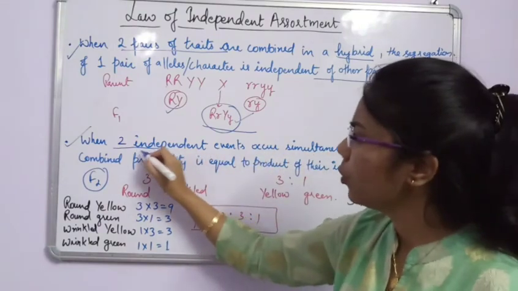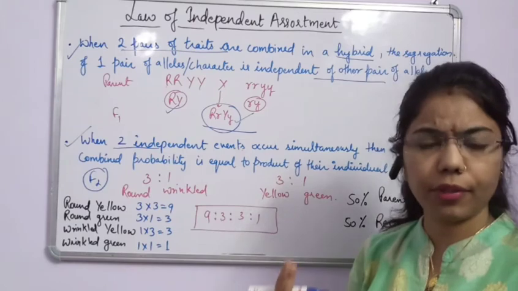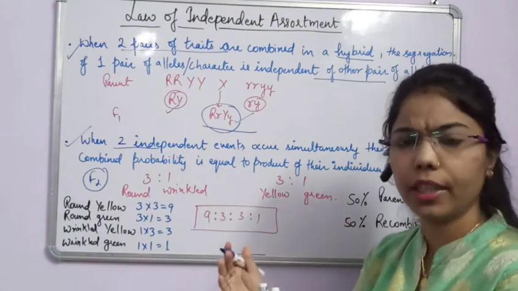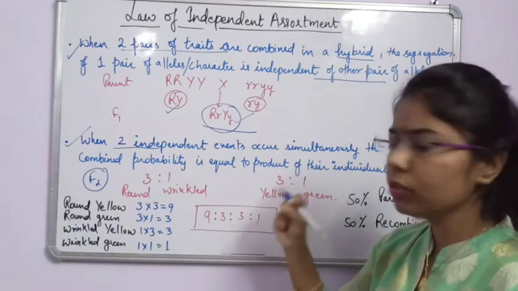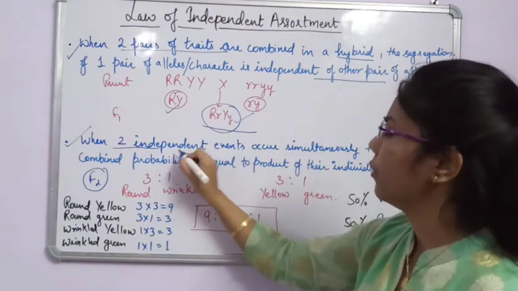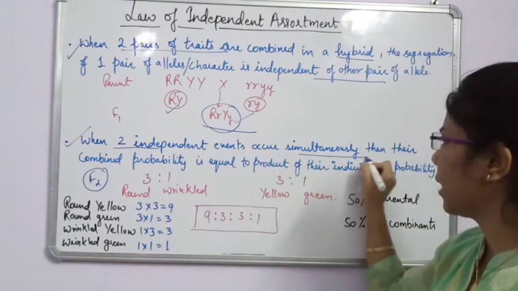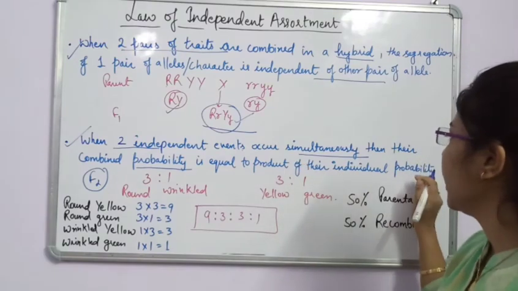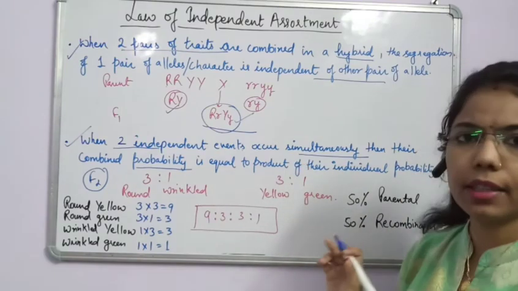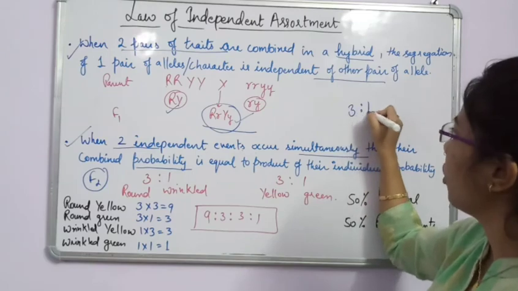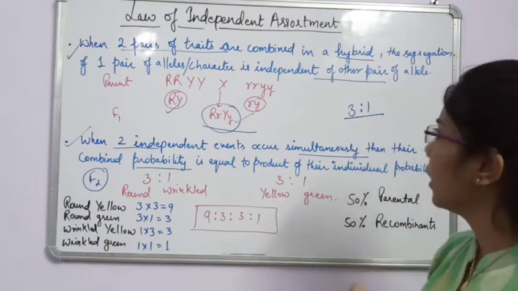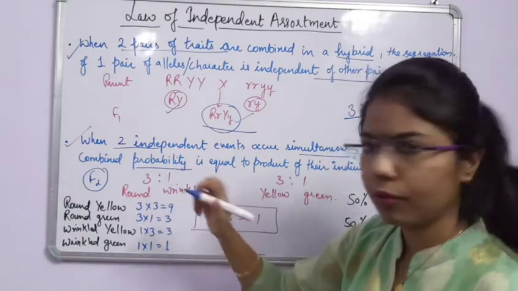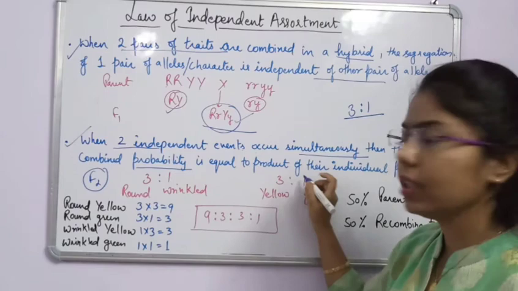What is the meaning of two independent events? It means that we are combining two different traits. In a monohybrid cross, we are taking one trait, and here we have combined two monohybrids. So when two independent events occur simultaneously, their combined probability is equal to the product of their individual probabilities. Same as we have discussed, in a monohybrid cross we have the ratio 3:1, but when we are taking two different events, the first monohybrid is for one character and the second for the second character.